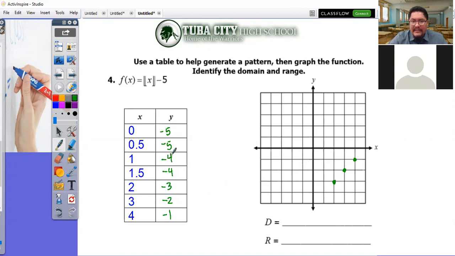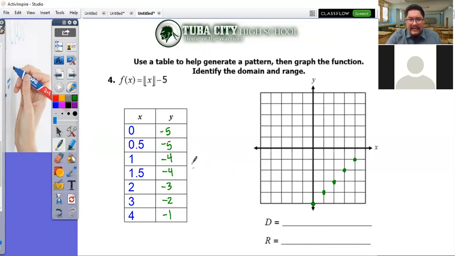So let's skip this one for now, and we're going to go to 1, -4. So over 1, down 4. And then here we have over, well, 0, down 5. So over 0, down 5.